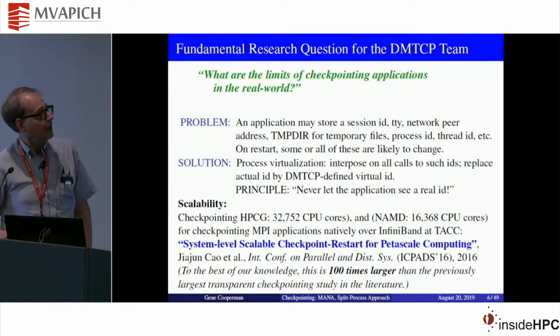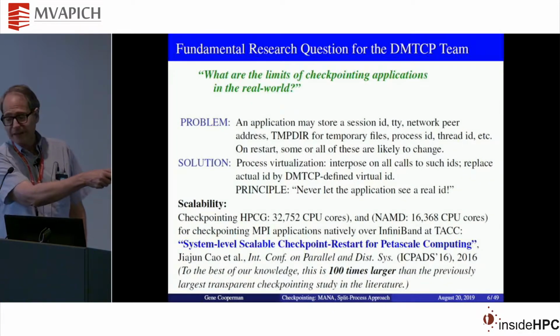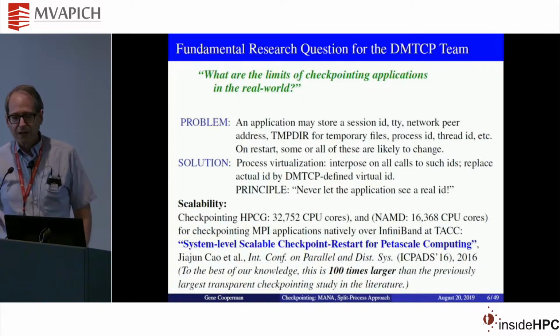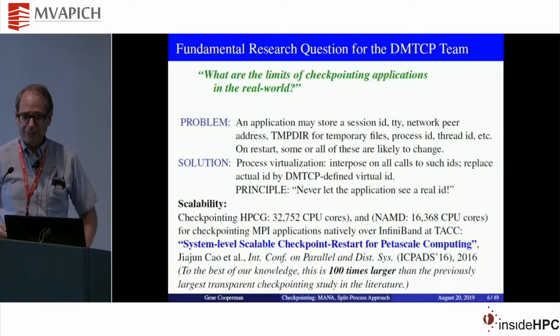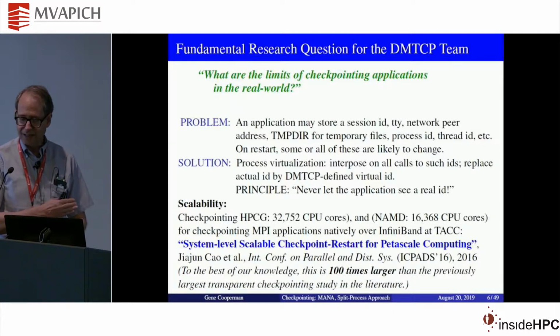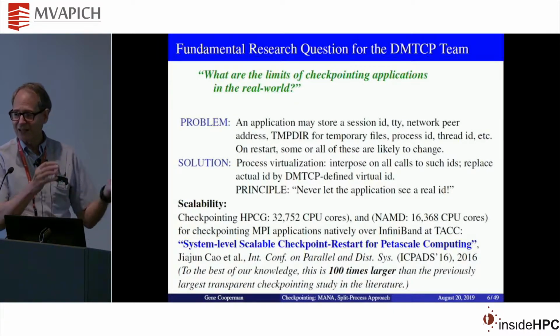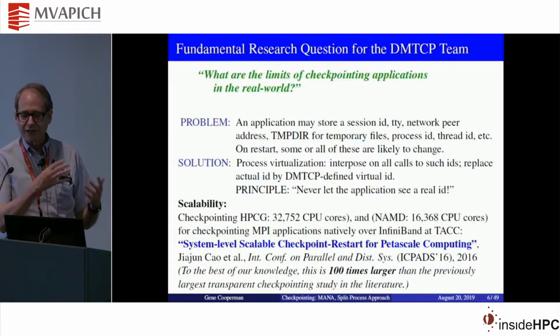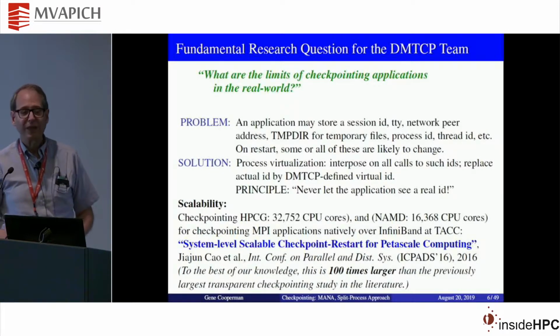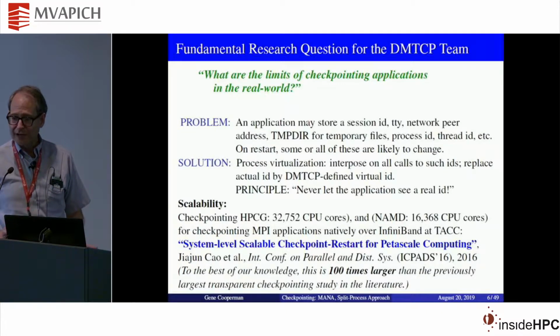Okay, so the question that's been keeping us interested for 15 years is this question in green. What are the limits of checkpointing applications in the real world? So in the past, HPC meant you have your computation running in an isolated world. It doesn't talk to anybody else. There is no external large database. There is no server that it has to download data from. It just runs by itself. That world is on its way out. So now we want to know, can we keep up?